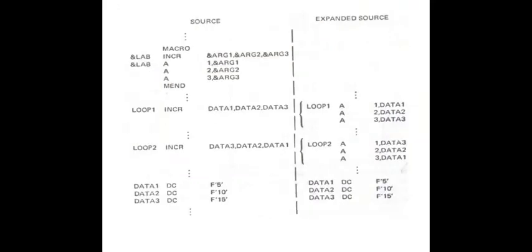In the same way, here I'm using incr again, but with 3 arguments, 1, 2 and 3, preceded by ampersand lab. When you're calling this incr, you write loop 1, and for the second incr, you write loop 2 with the same arguments but in different positions. According to your calling, loop 1 will use data 1, data 2 and data 3, and loop 2 will use data 3, data 2 and data 1. So this is what we are discussing here.